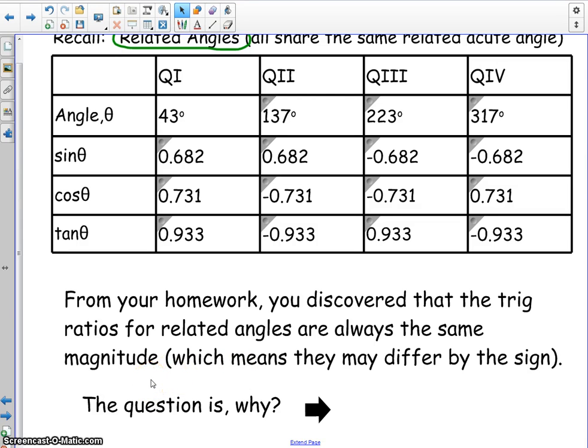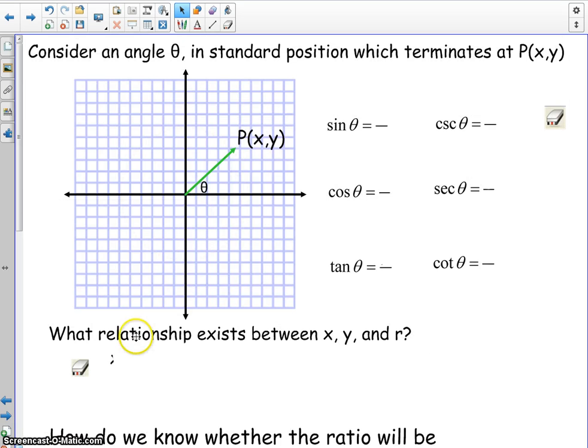Okay, it's nice that it does happen. It helps us find those ratios sometimes, but why does it happen? Okay, well, let's find out why it happens. So what I'm going to do here, there's a Cartesian plane, and I'm just going to draw an angle in standard position again. So it starts from the positive x-axis, it's centered at the origin, and it's going to end at some arbitrary point (x, y).